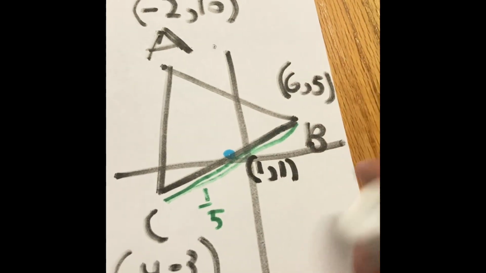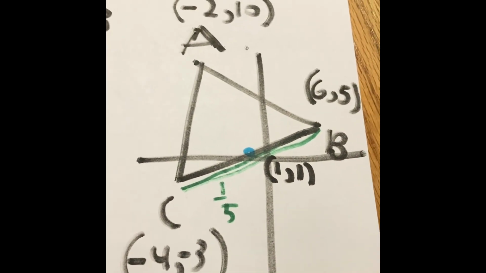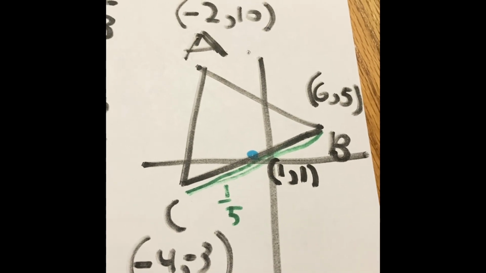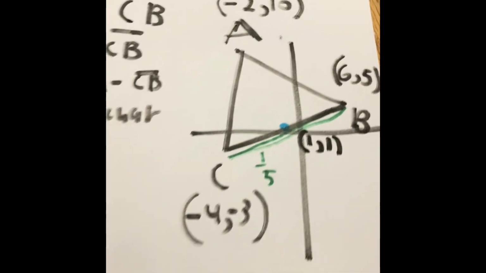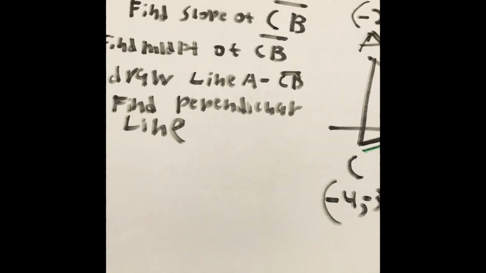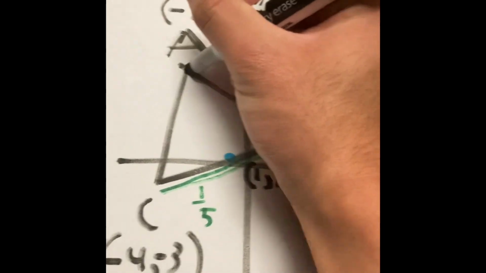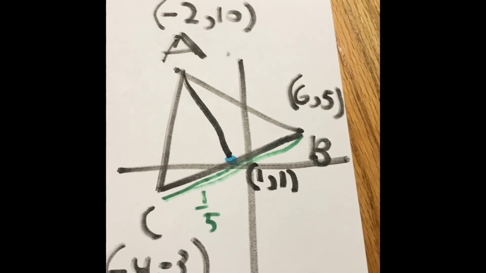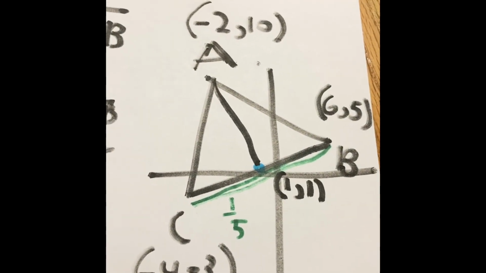Remember, don't 100% refer to the diagram, because the diagram may not look like what the equation looks like. Now we have to draw a line from A to CB. Done. So now we drew a line from A to CB.